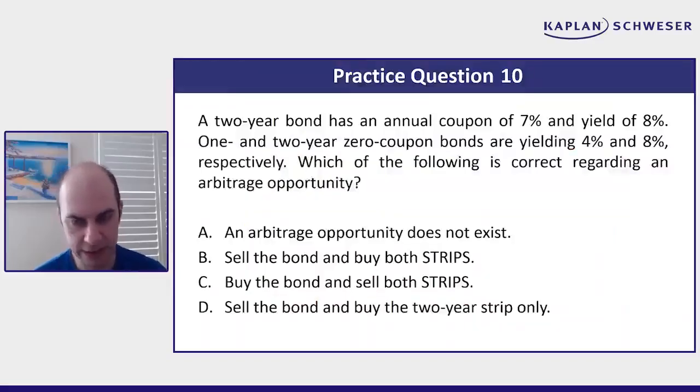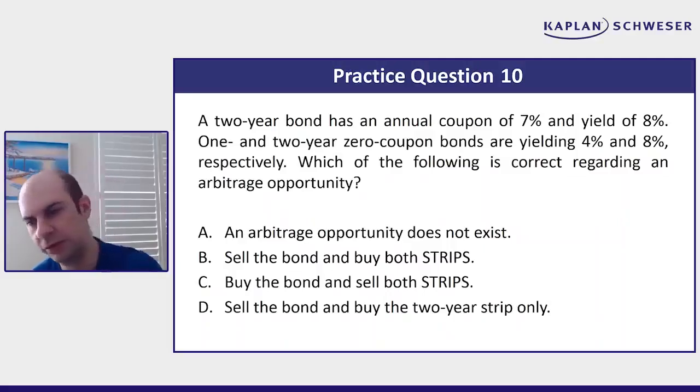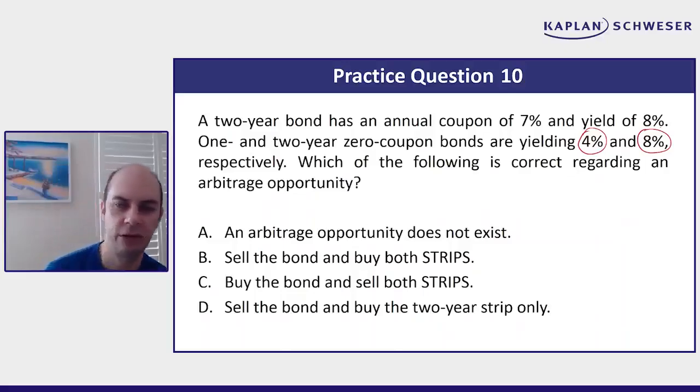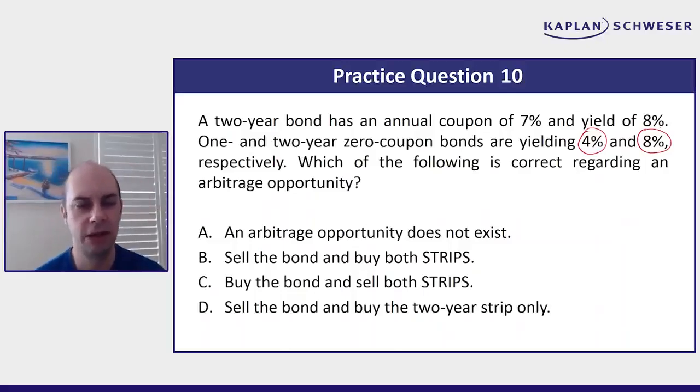So let's start with this question here. A 2-year bond has an annual coupon of 7% and a yield of 8.1, and 1 and 2 year zeros are yielding 4 and 8. So because these are zeros, this is essentially my 1 and 2 year spot rates. Which of the following is correct regarding an arbitrage opportunity?